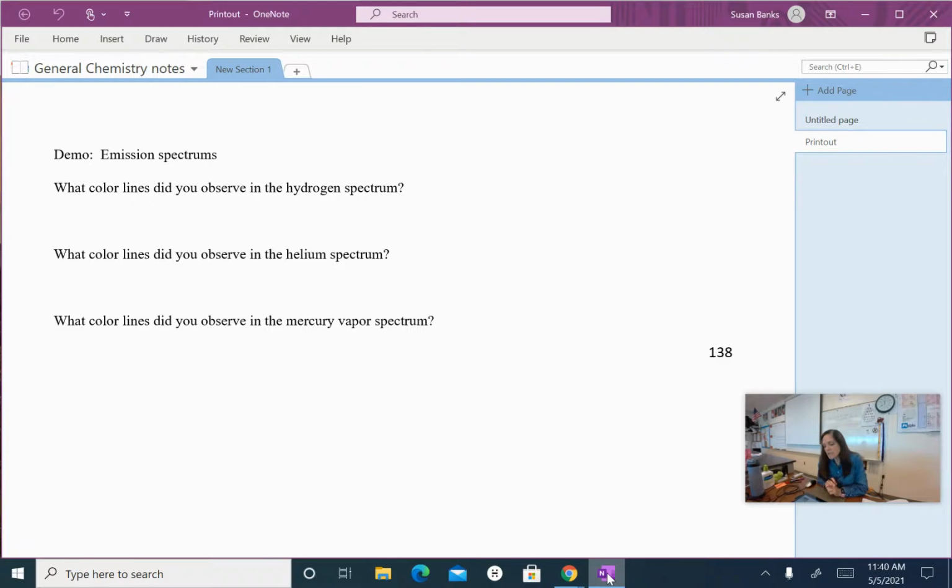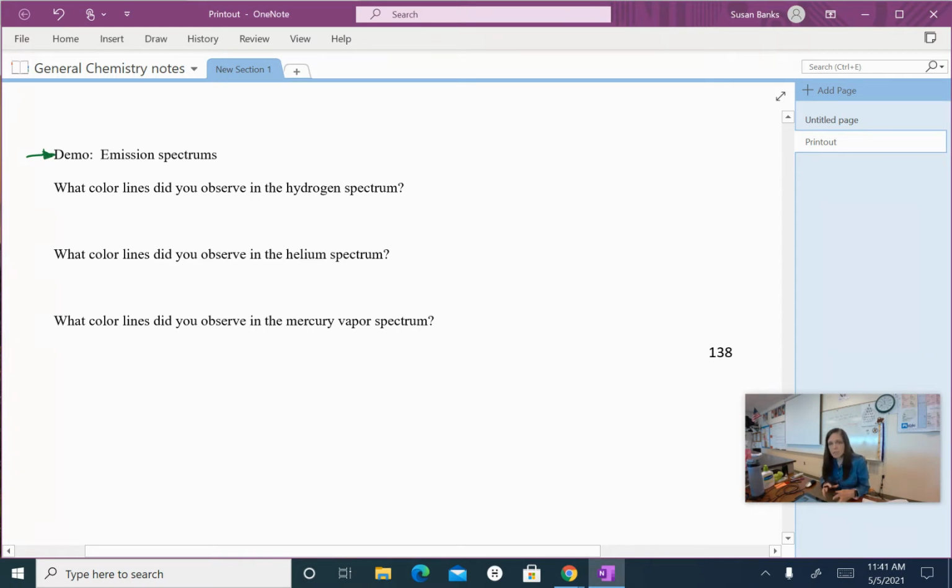All right, guys. Today we are going to talk about emission spectra, and we're going to tie all these ideas of light and energy and wavelength all together today. So I want to do a little bit of a demo for you. We're going to go back a little bit in our notes, back before we did our light and wavelength. You should see where we have a demo, emission spectra.